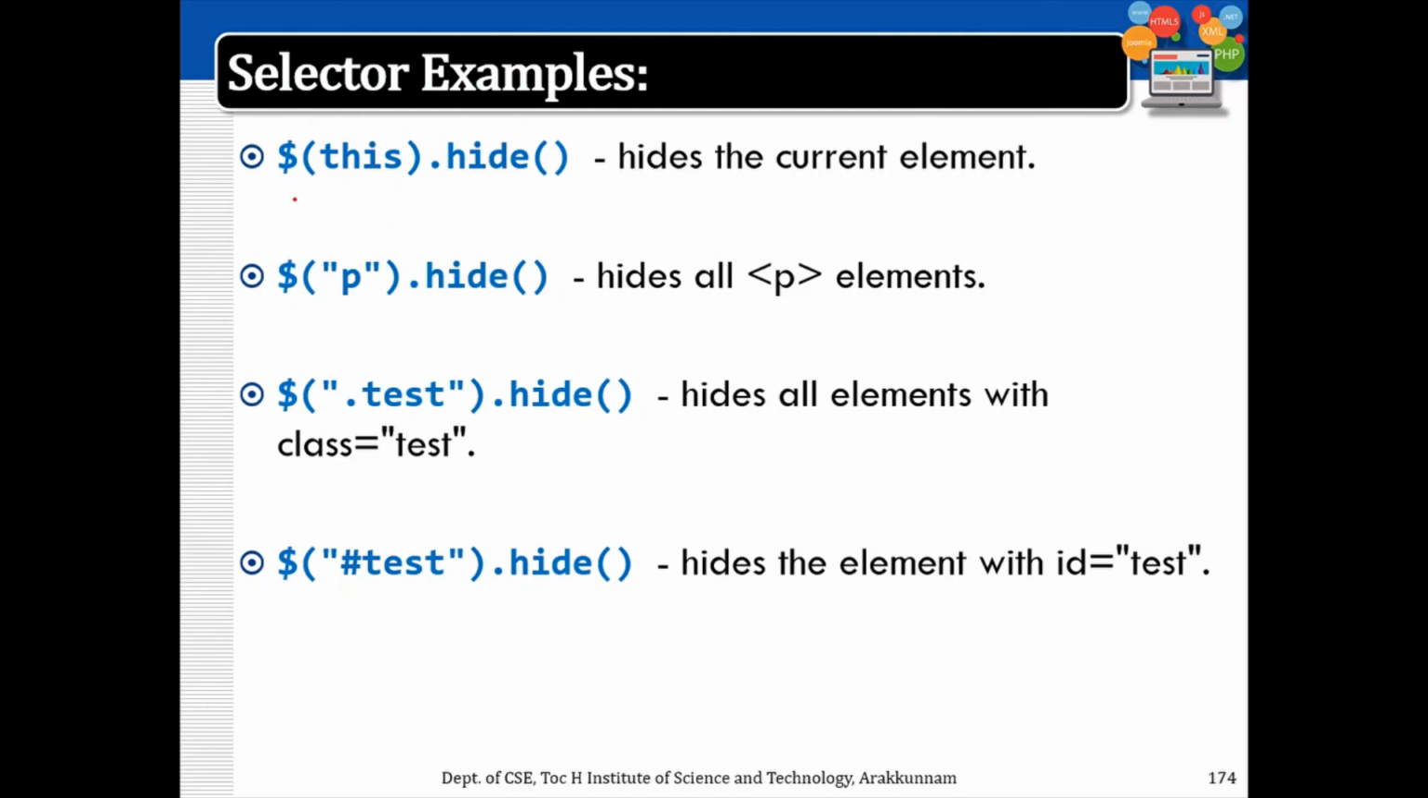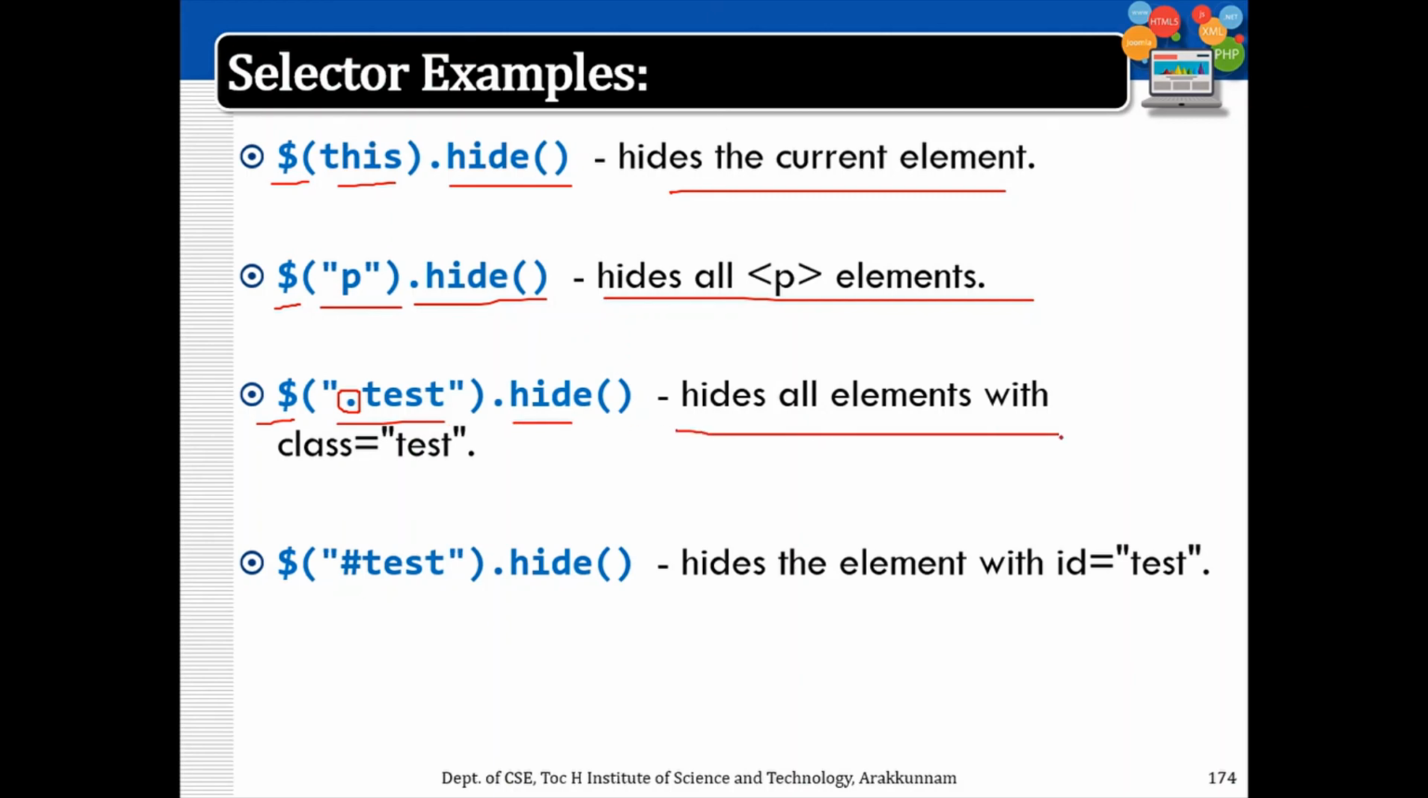These are some of the selector examples. $(this).hide() hides the current element. $("p").hide(): p is a paragraph, so it hides all the paragraph elements. $(".test"): dot is generally used with the class. So all the elements with the class test will be hidden. And finally, the hash symbol is used with ID. So $("#test").hide() will hide the element which has the ID test. So hash is for ID and dot is for class. So these are the simple examples.